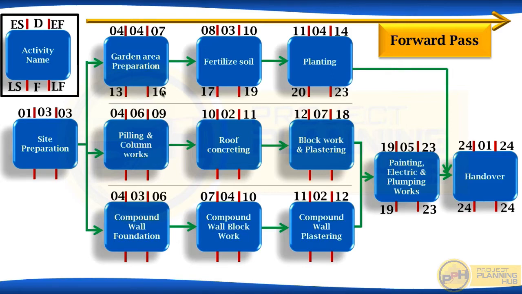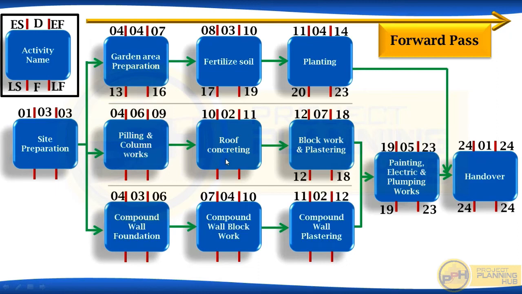For finishing this activity on 16th, we need to start on 13th because duration is 4. Next is block work and plastering. What should be the finish date for this activity if we want to start painting, electric and plumbing works on 19th? 18th, right? If we want to start this on 19th, this activity should finish on 18th because both are linked. So here late finish 18. So late start should be 12 because duration 7.